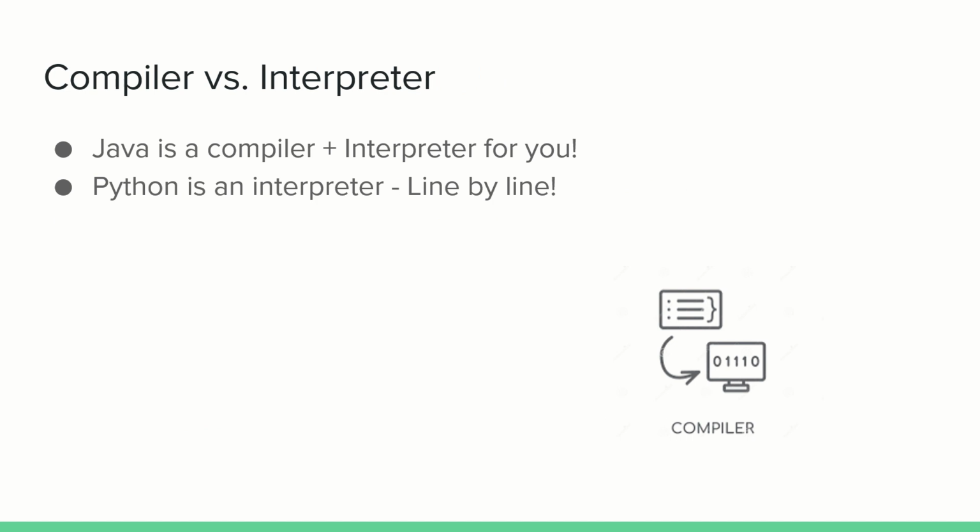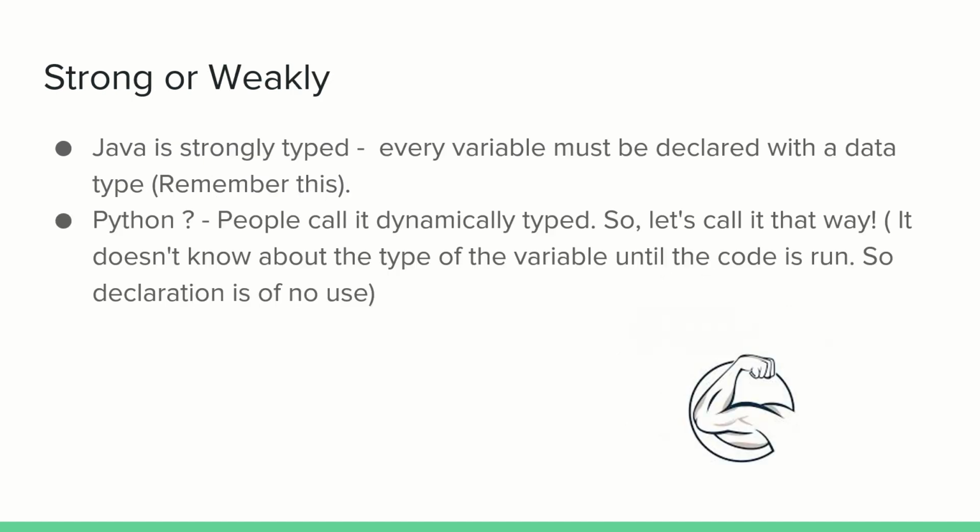Compiler versus interpreter, which is compiler based, which is interpreter based? Java is compiler plus interpreter together for you. But Python is an interpreter, so it is completely interpreter stuff where it will all happen line by line. That's the first difference that you need to understand.